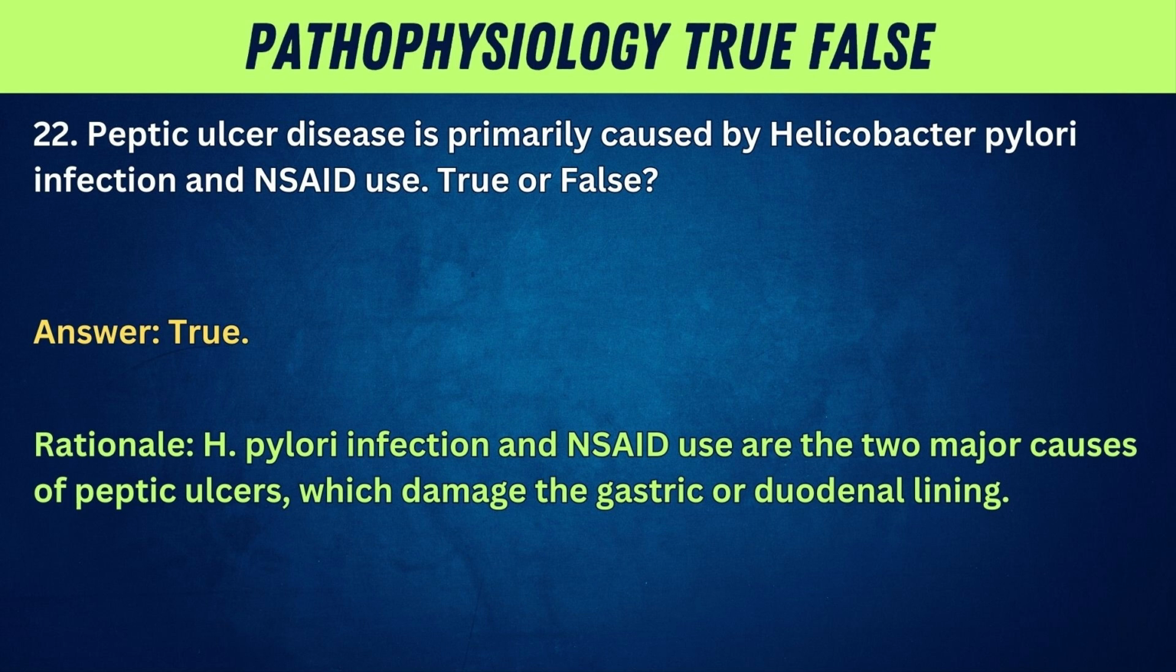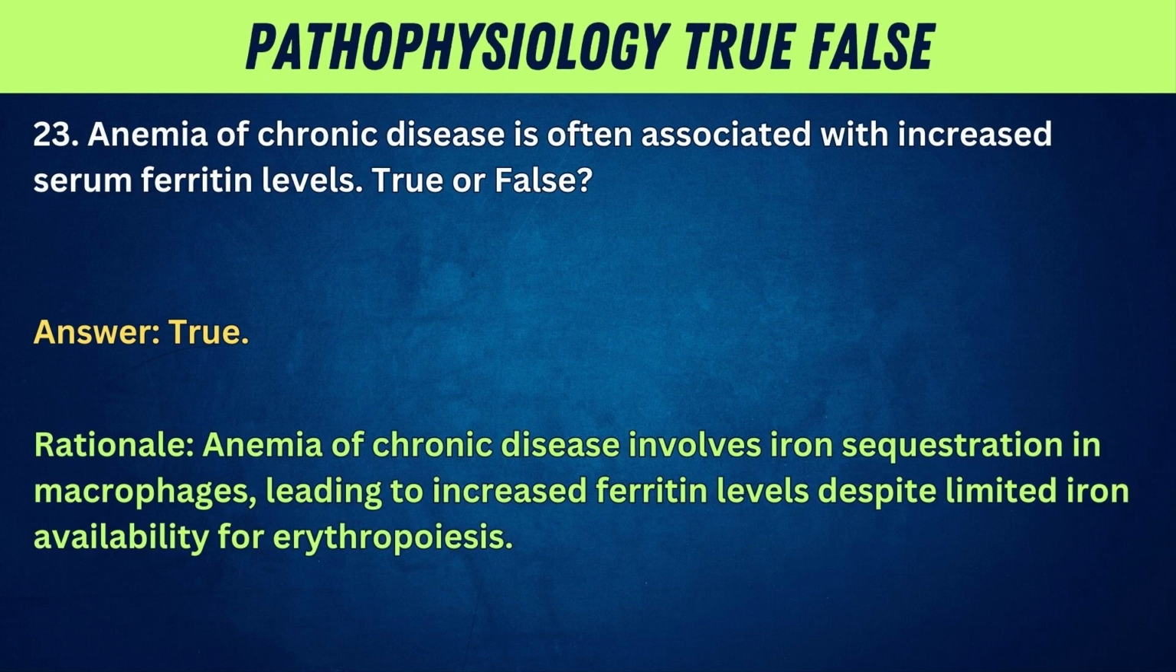22. Peptic ulcer disease is primarily caused by Helicobacter pylori infection and NSAID use. True or false? Answer: true. Rationale: H. pylori infection and NSAID use are the 2 major causes of peptic ulcers, which damage the gastric or duodenal lining.